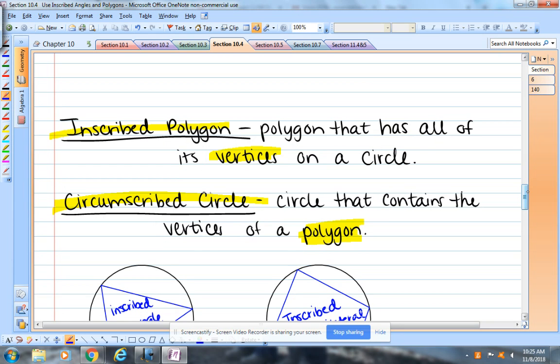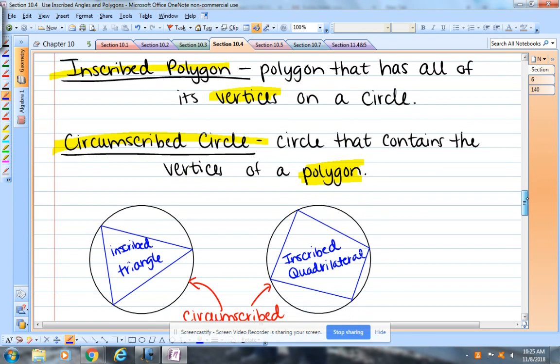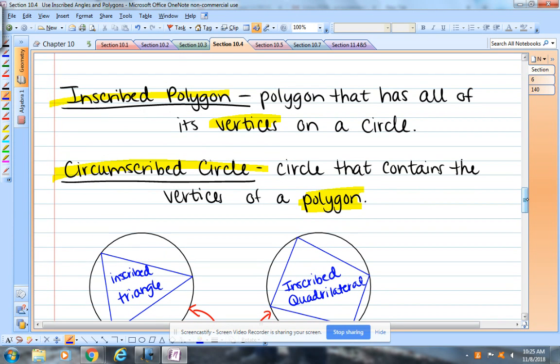All right, this is another definition for you. Two definitions. Oh, I'm off the screen. Inscribed polygons and circumscribed circles. So an inscribed polygon is a polygon that has all of its vertices in the circle. So the circle kind of goes around it. The circle touches all the corners, all the vertices.